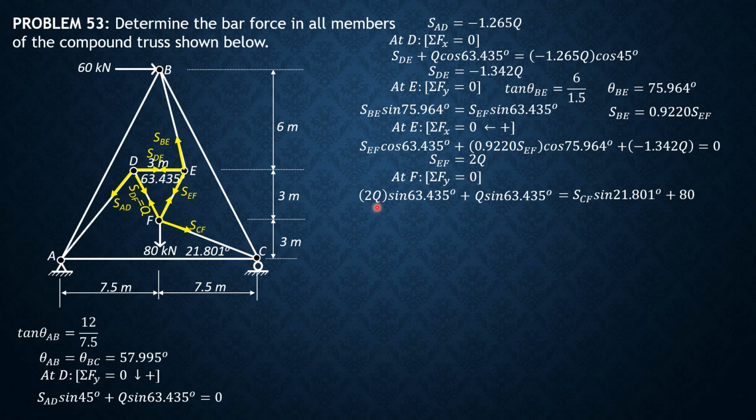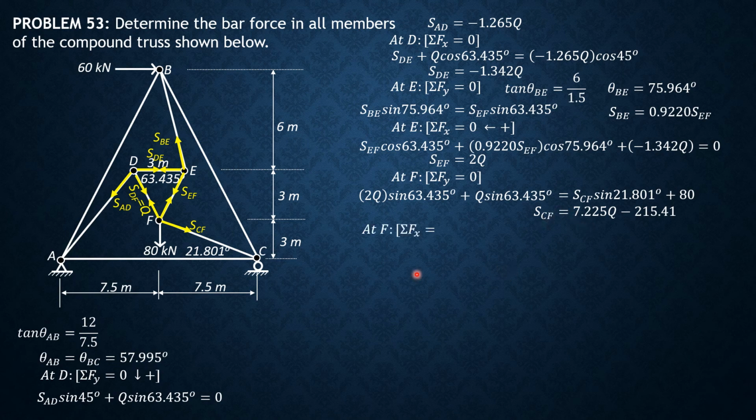So 2 sine 63.45 plus sine 63.45 divided by sine 21.801 degrees, that would be 7.225 Q. Then negative 80 divided by sine of 21.801 is negative 215.41. So that's the expression for SCF.